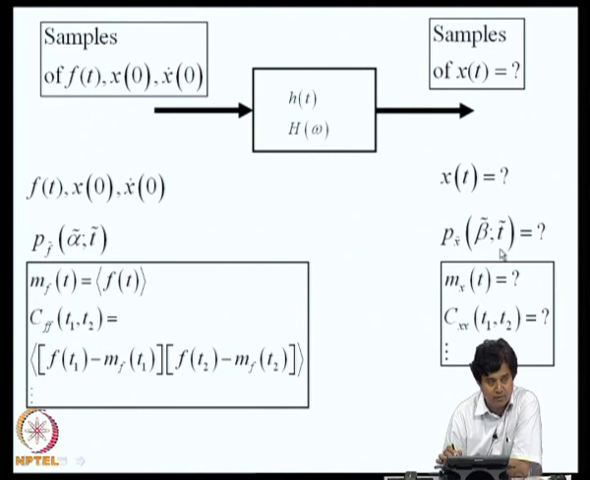A set of much simpler questions would be, if mf of t is the mean of f of t, that is the expected value of f of t, what is the expected value of the response? If you know the expected value of the input, what is the expected response? Similarly, if you know the covariance of f of t, that means you select two time instants t1 and t2, you have two random variables and consider this expectation. If you are given this CFF of t1 comma t2, that is the covariance of the excitation, how do we get the covariance of the response x, that is Cxx of t1 comma t2? Okay. Now, this is the question that we need to now address.